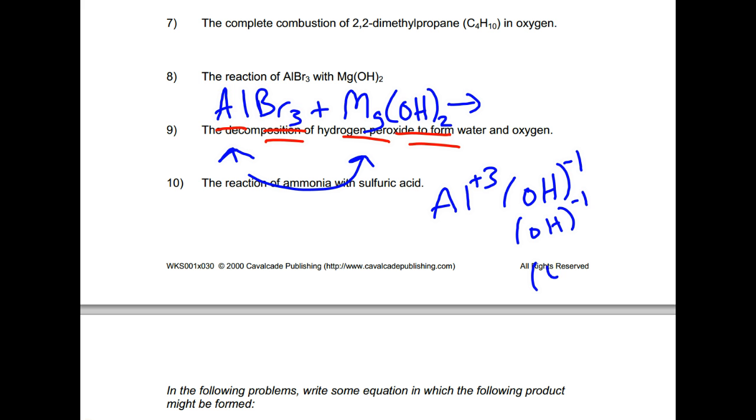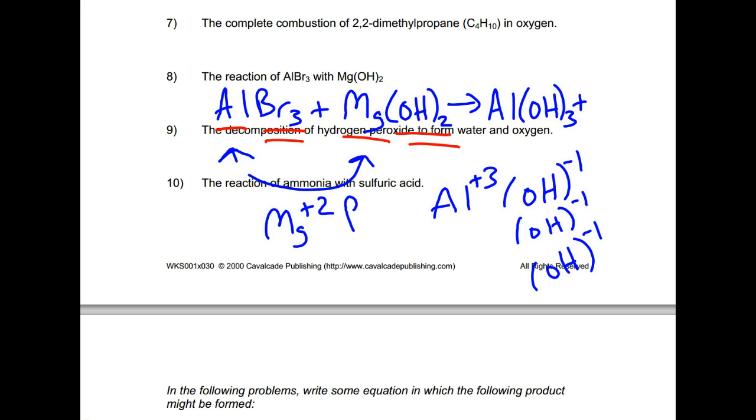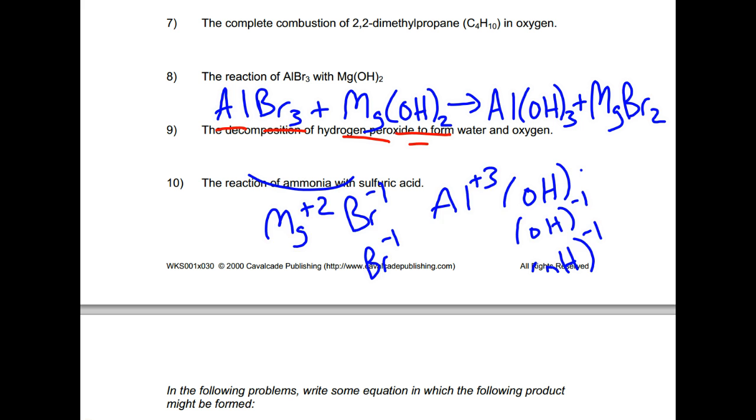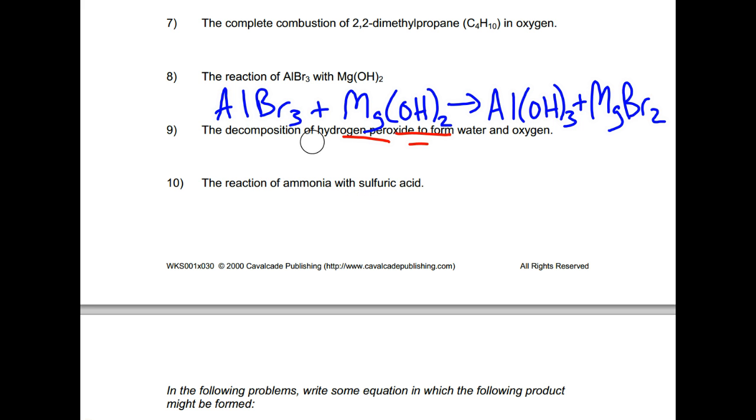And again, you don't have to do this on tomorrow's quiz, but you will have to do it next week. So this is going to be Al(OH)3, plus now I've got my Mg +2, and now that's going to be with Br -1, so I need 2 of those to balance that out. We've got MgBr2, and again, I would tell you that it's aluminum hydroxide and magnesium bromide, so don't freak out.